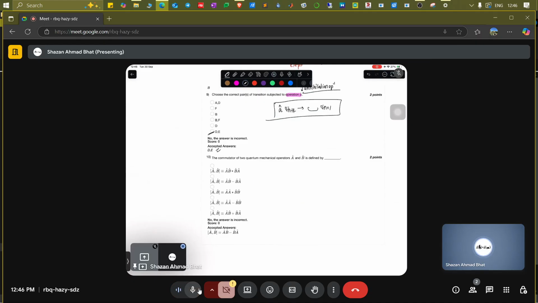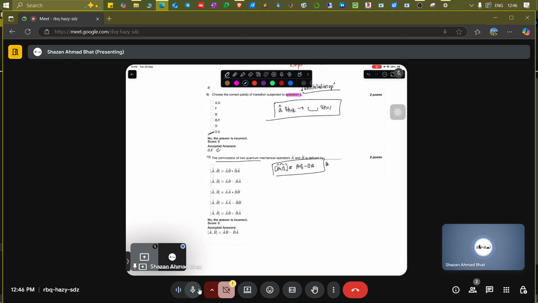Okay, so we're into the final question. Now we're talking about commutators. The professor might have talked about what a commutator is. If you have a commutator of two operators, you can present it as A dot B minus B dot A.